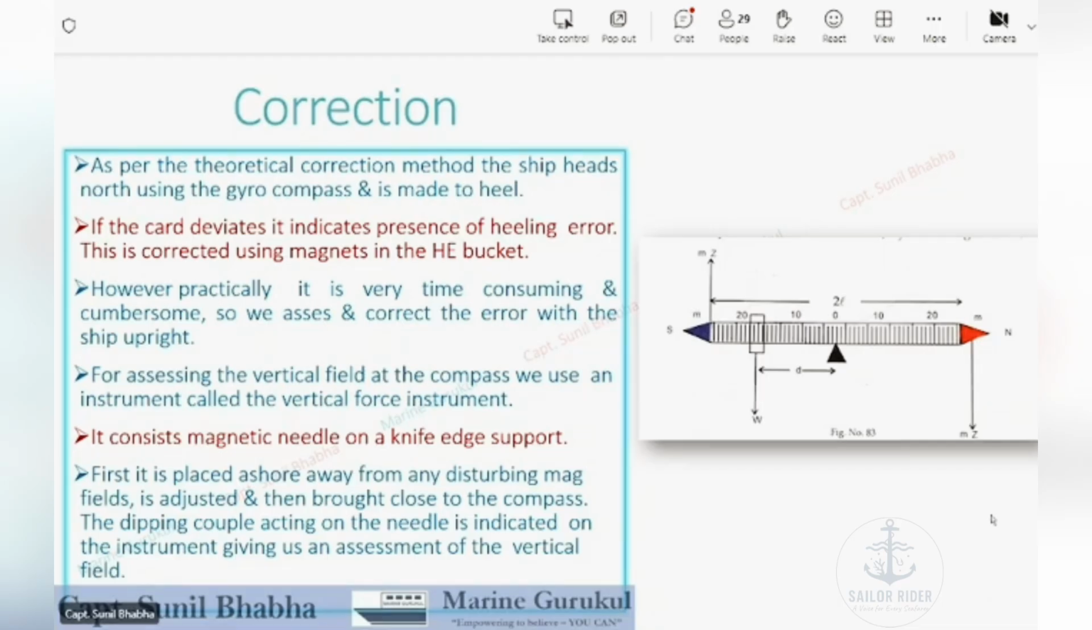Is the procedure clear, beta? Any doubts? Very good, beta. Great.